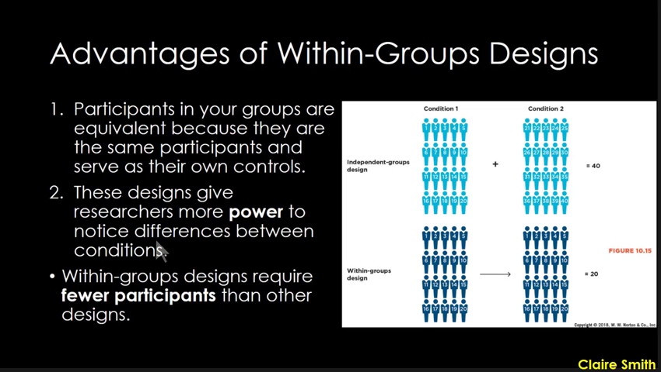It's easier to notice difference between conditions, and also you need fewer participants generally, right? Because if you're doing an independent design, you have two conditions, different people in each condition. Say you have 20 people in each condition, you need two different groups of 20 people, so 40 people total. If you're doing within groups design, the same people that did your first condition are also doing your second condition. So if you're doing, again, 20 people in each condition, it's the same 20 people, so you just need 20 people. So it can save on cost, that type of thing, if you do within group designs.